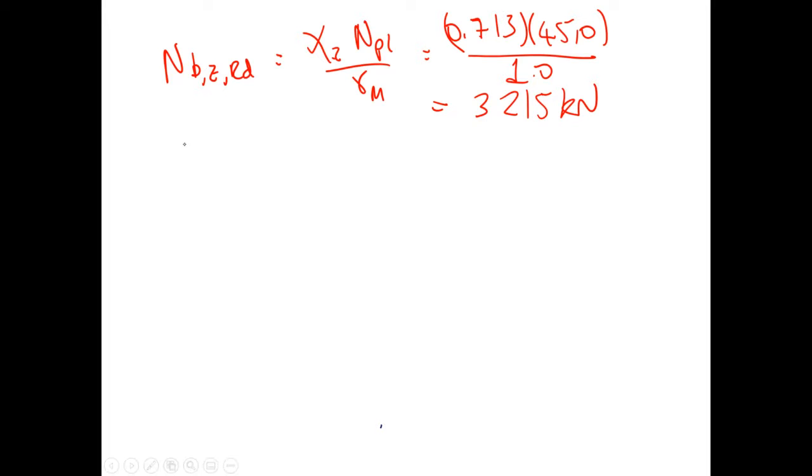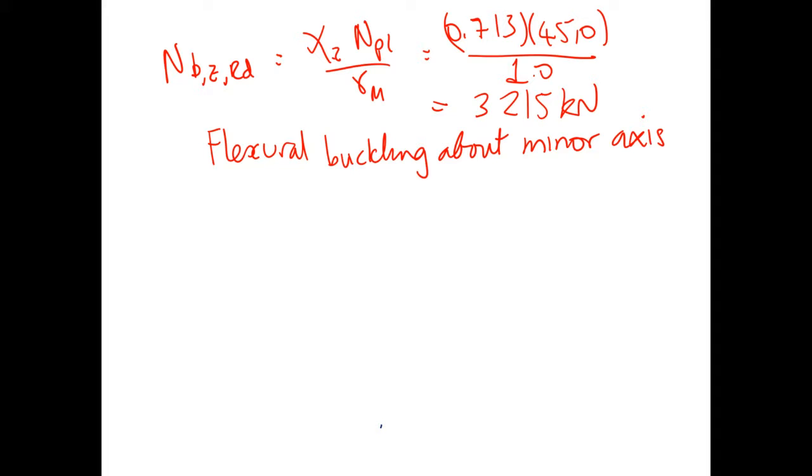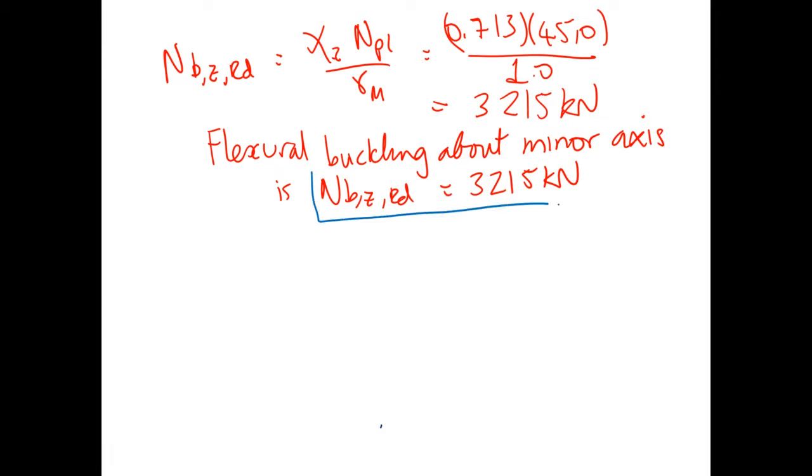So the flexural buckling resistance about the minor axis, which is the one that's driving this because it's the smaller one, is N_b,z,Rd, which is 3,212 kilonewtons. Okay, so that's how much load we can put on this section.